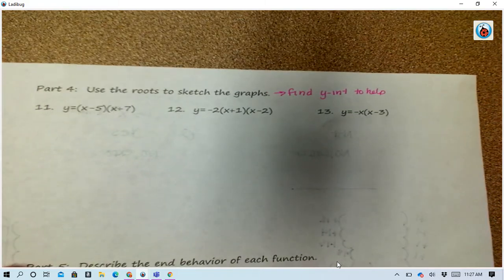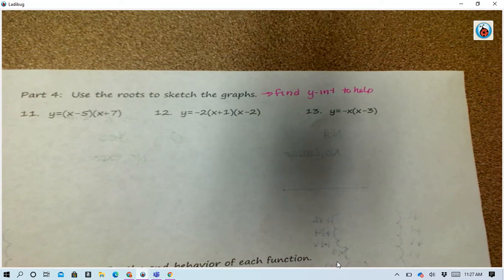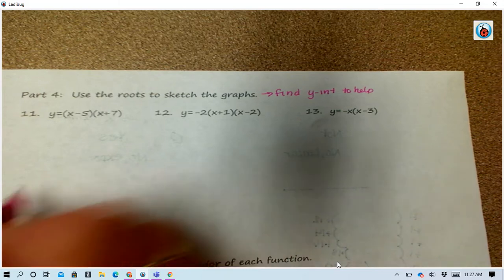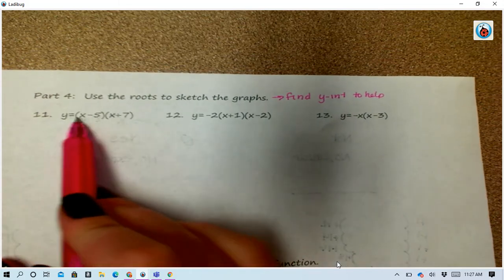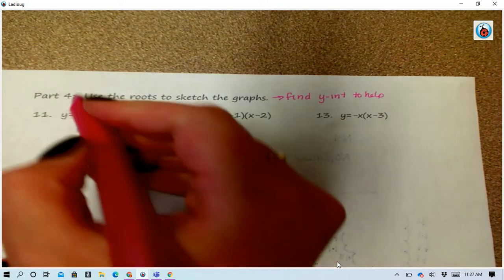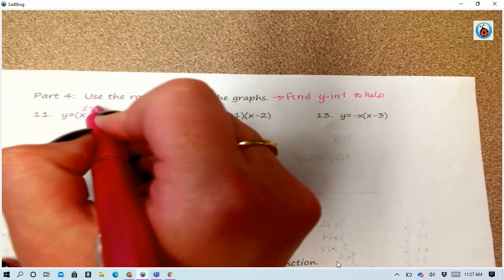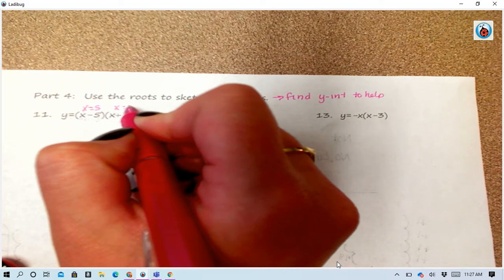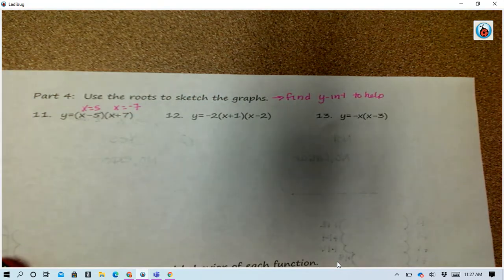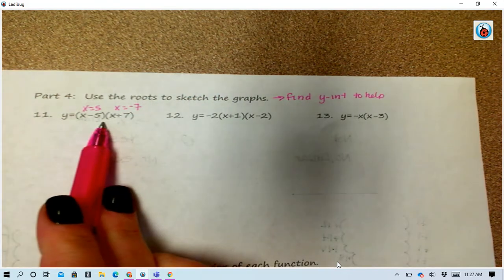We are going to find that y-intercept to help graph it. So for number 11, first thing we're going to do is find the roots. There's no coefficient in front of x, so we can just say that x is going to be positive 5 and x is going to be negative 7. We don't have to solve this one. If you need to see how to solve it, it's the same thing as number 8.